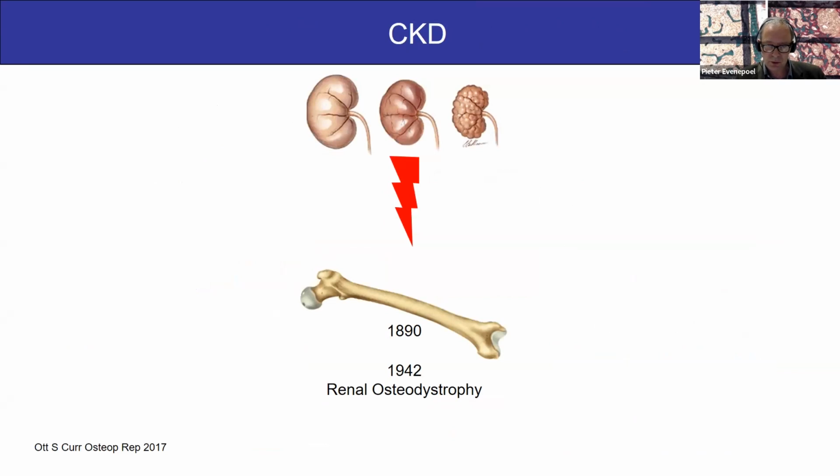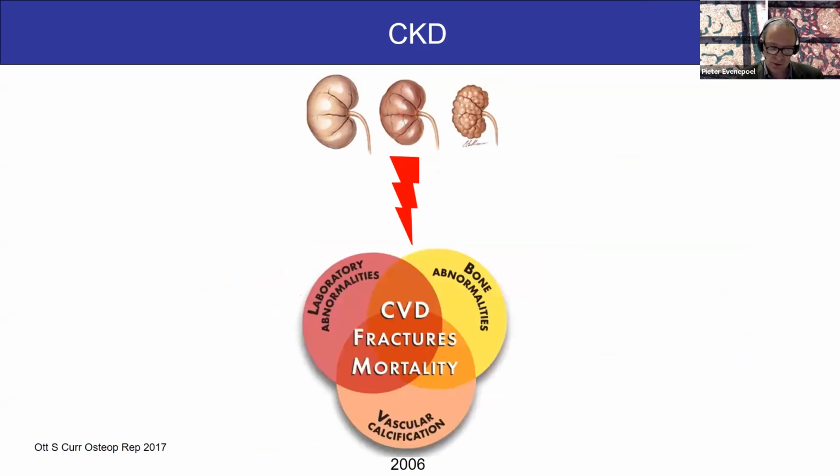And this is already known since the 19th century. The terminology of renal osteodystrophy was put forward in 1942. And the big change was then in 2006, when KDIGO said, okay, bone cannot be seen in isolation. There's a close link, for example, to vascular biology and also to lab changes in the blood. And so they came up with the concept of CKD-MBD, so chronic kidney disease, mineral and bone disorder.